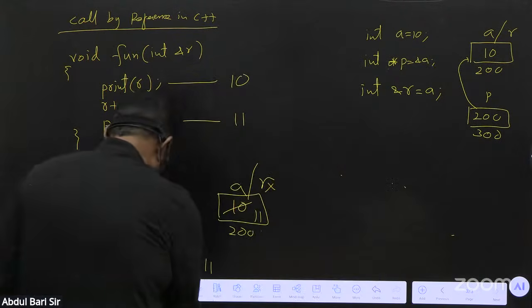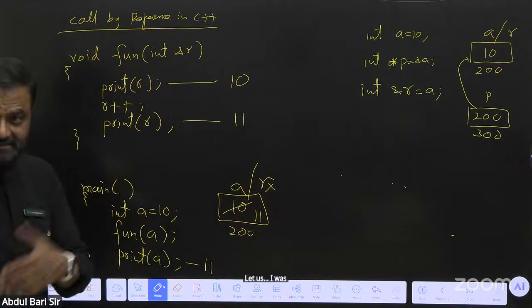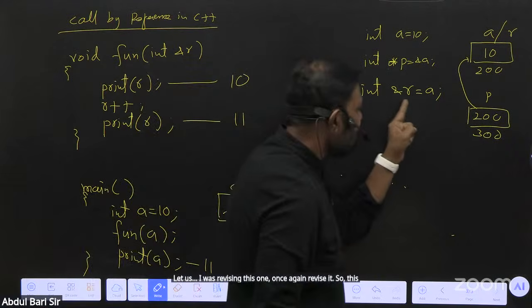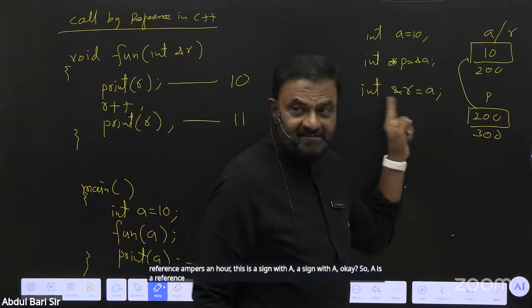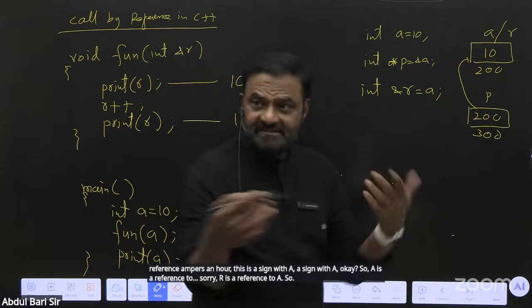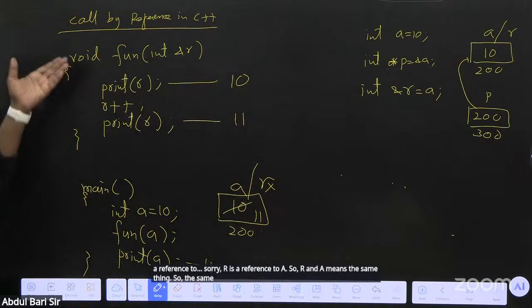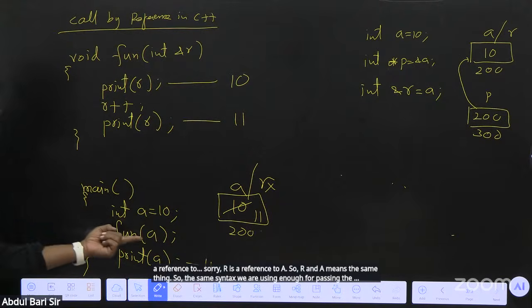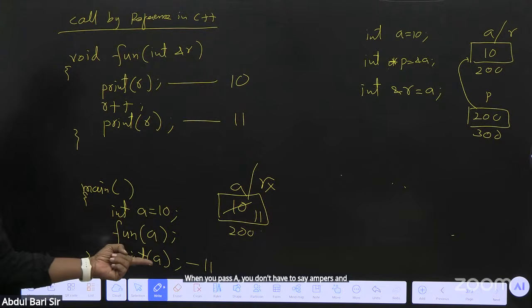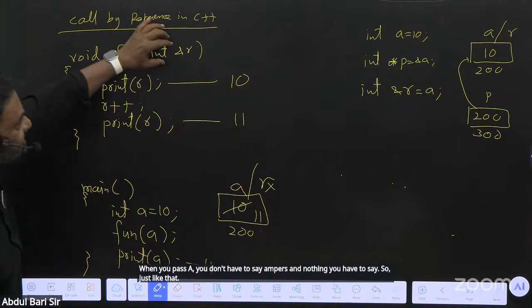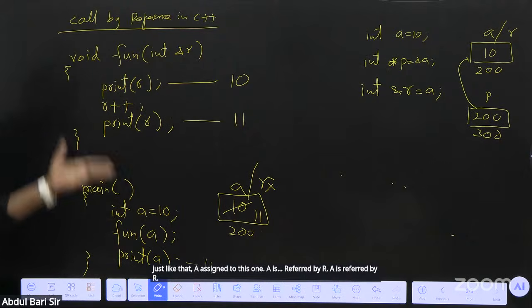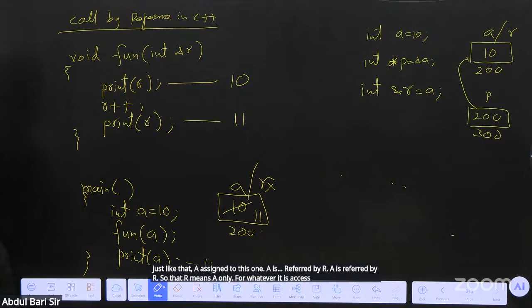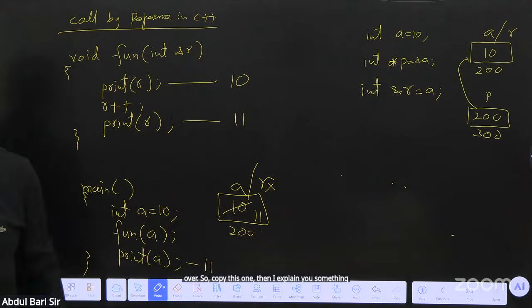Okay. Let us revise this one once again. This is a reference, ampersand R. This is assigned with A. So R is a reference to A. So R and A mean the same thing. The same syntax we are using here for passing the parameter. When you pass A, you don't have to say ampersand, nothing you have to say. Just like that, A is assigned to this one. A is referred by R. So R means A only. Wherever it is accessed, the same thing will be accessed. Over. So copy this one, then I will explain something more on that.